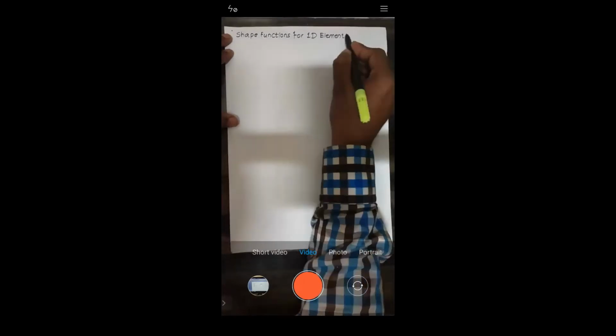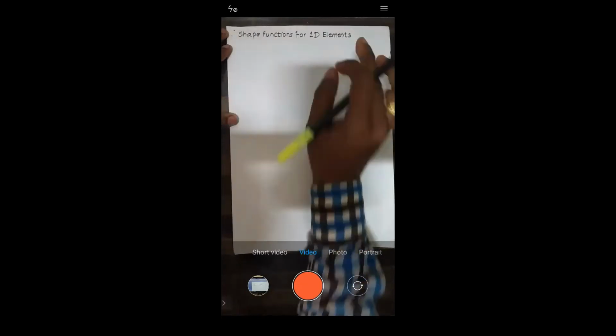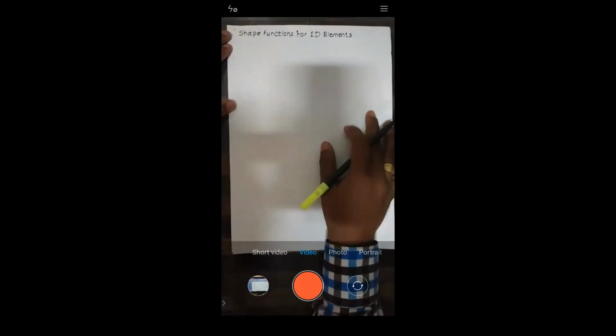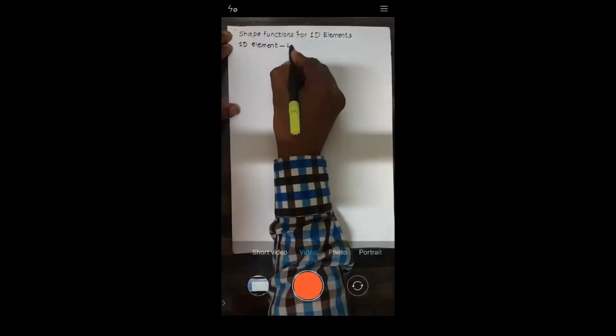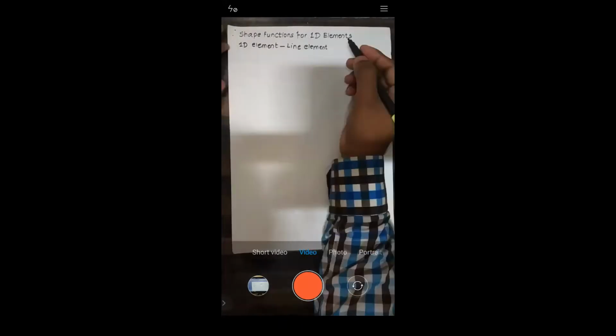So basically, you should first understand what a 1D element is. A 1D element is nothing but a line element, or it is also a bar element. It is basically a line element.